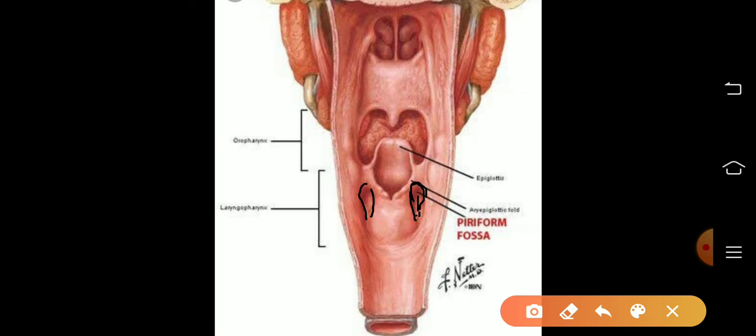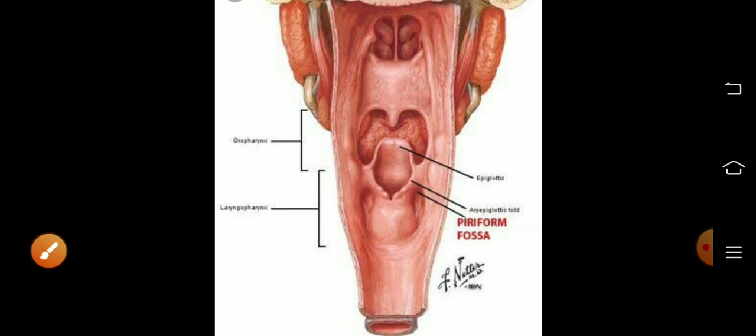Now we are going to see the boundaries of this piriform fossa. So what is the boundary of the piriform fossa? It has a medial boundary, lateral boundary, and the above boundary. The medial boundary is formed by the aryepiglottic fold. As you can see, this is the aryepiglottic fold here. Medial to it lies the aryepiglottic fold and the quadrangular membrane of the larynx. So this is the quadrangular membrane of the larynx.